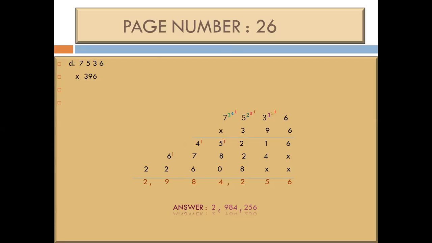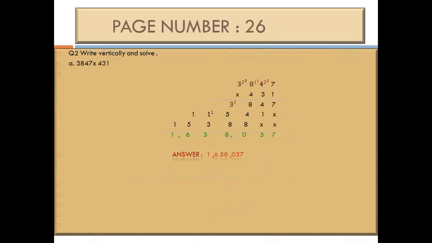Two parts are left to you. You will complete this question by yourself. Now come to question 2. The question is: write vertically and complete. The question is the same multiplication. First we write them vertically and then we multiply it.